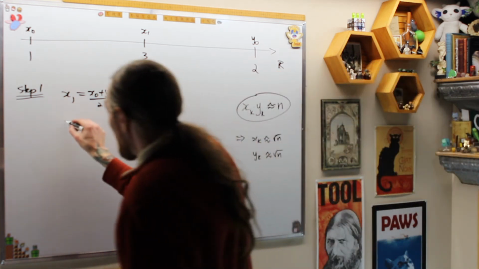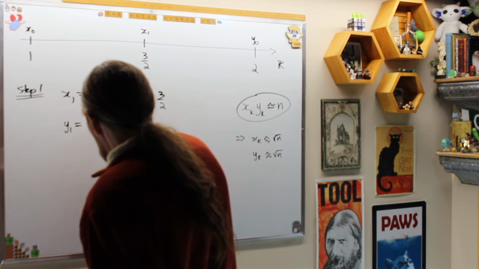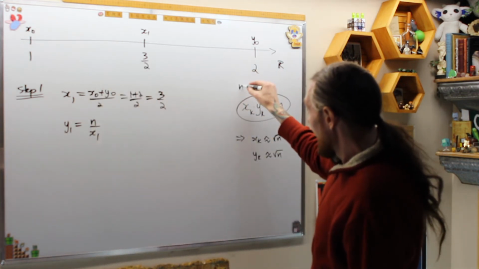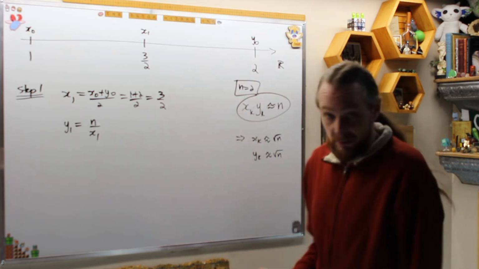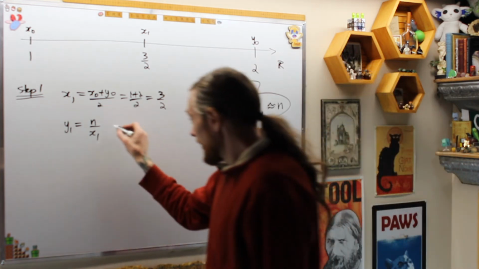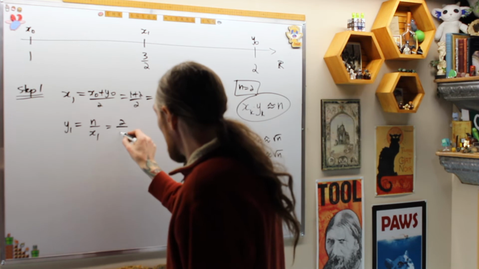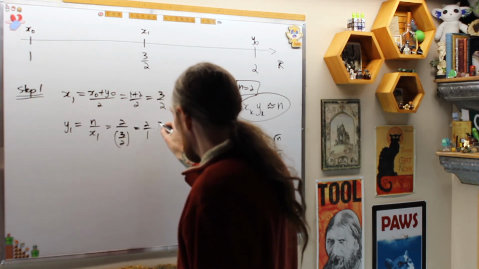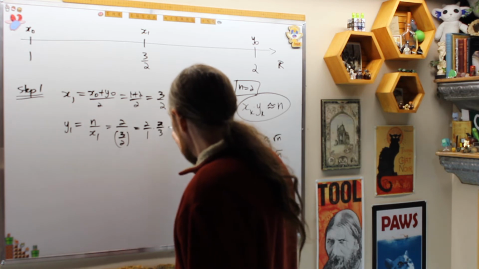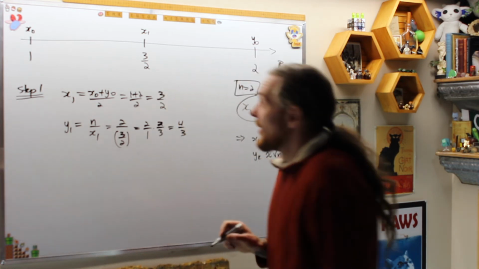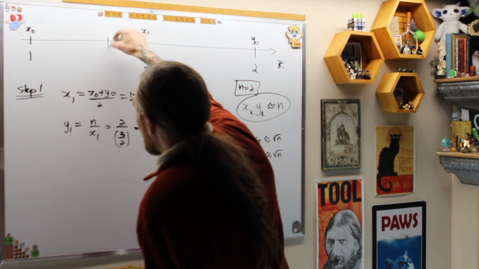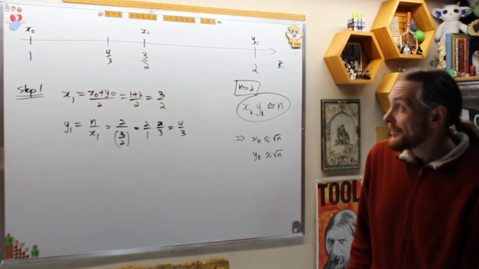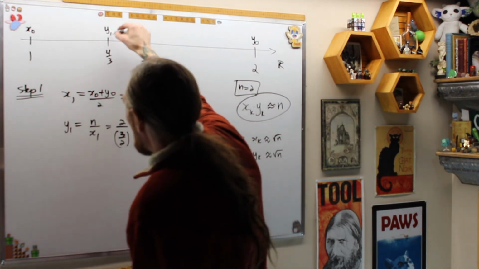My Y1 is always going to be N over X1, which we just calculated. What's our N in this case? N is 2. I'm trying to find the square root of 2. So this will be 2 over 3 over 2, which is equal to 2 over 1 times 2 over 3, which gives me 4 over 3, 1.3 repeating. That's going to be my Y1.